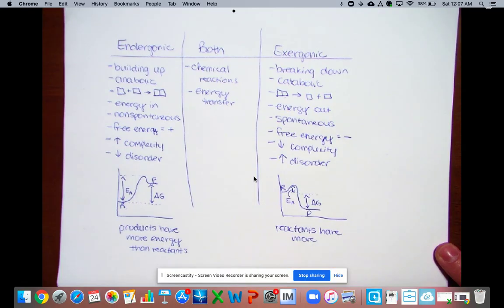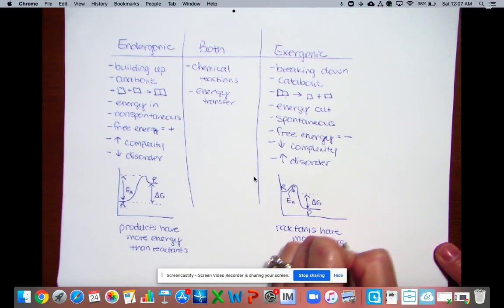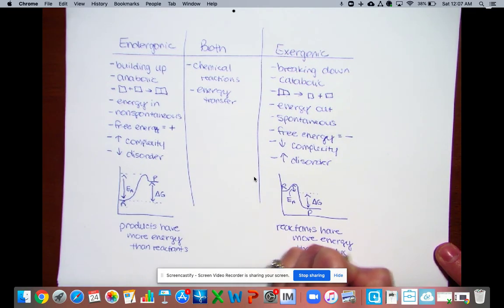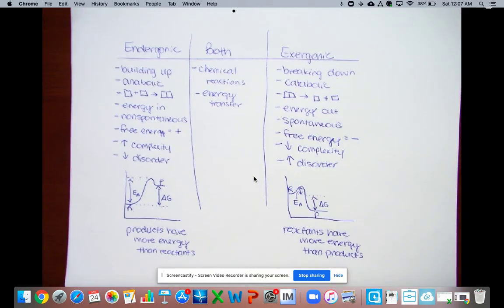And that is how you compare and contrast your endergonic and exergonic reactions.